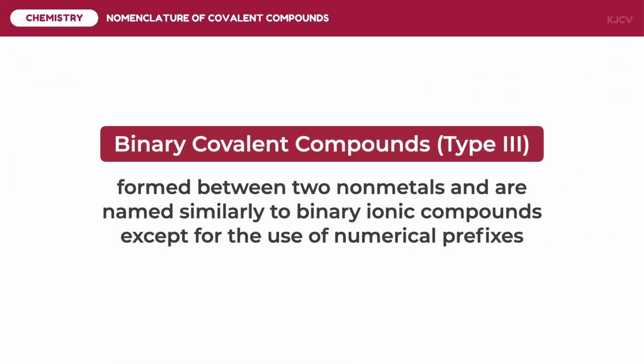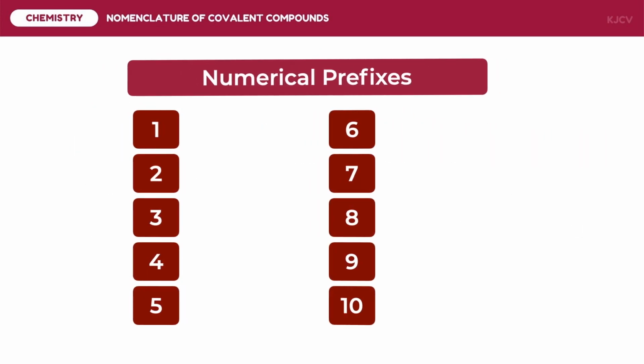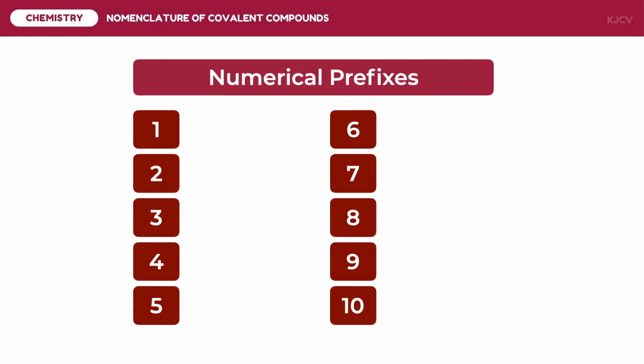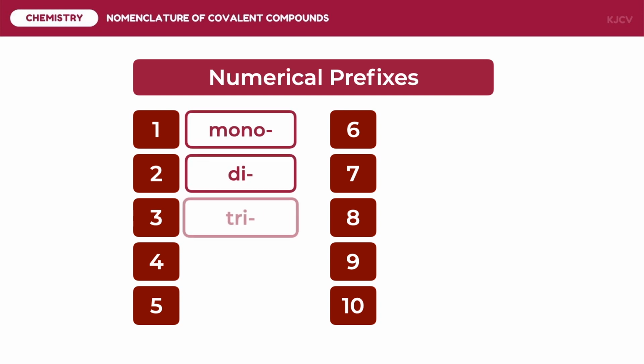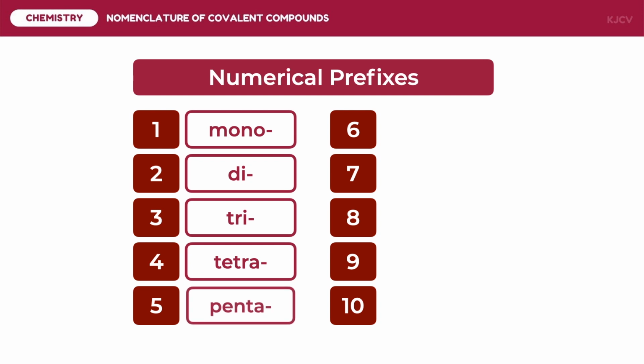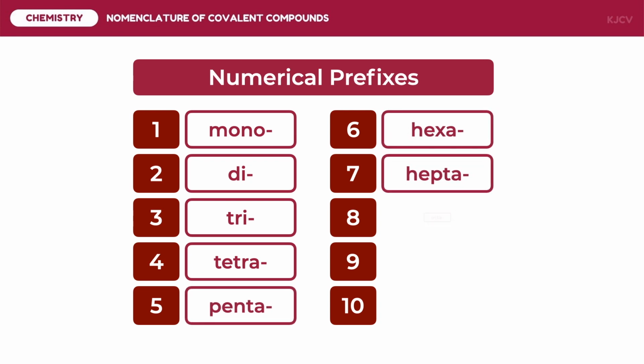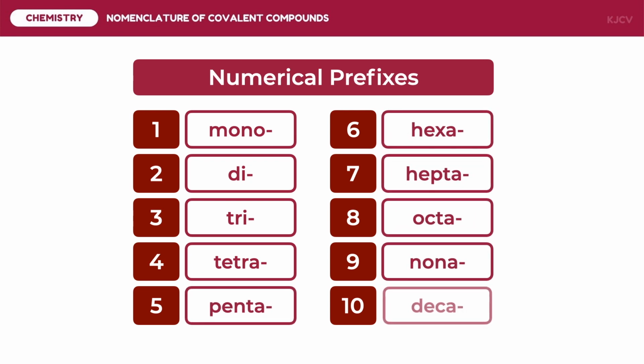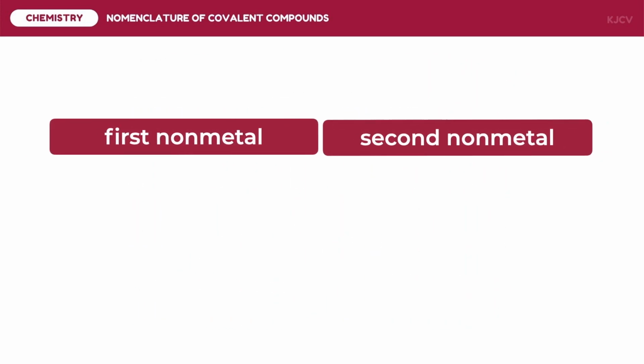In naming binary covalent compounds or type 3 compounds, compounds are treated as ionic compounds except that numerical prefixes are used. The numerical prefixes indicate the number of atoms for each element. These are mono, di, tri, tetra, penta, hexa, hepta, octa, nona, deca, and so on. These compounds are called binary covalent compounds since there are two nonmetal elements involved.